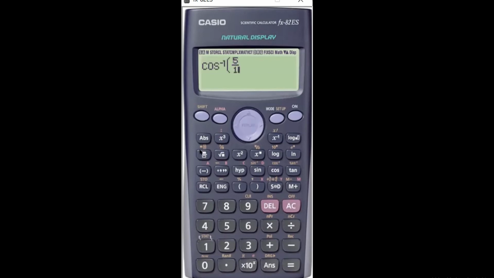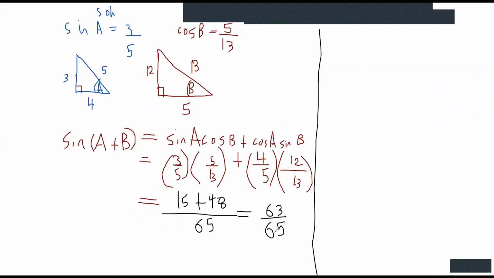If A is 36.9, you can find B by taking cos inverse of 5 over 13, which gives 67.4. Add this to A, 36.9, and that is A plus B. Then you find the sine of that to get the sine of A plus B, which is 0.969. Now look at our answer: 63 over 65 is 0.969. So that shows our answer is correct without finding A and B. You can do that to check if your answer is right. All right, so we're good with that one.